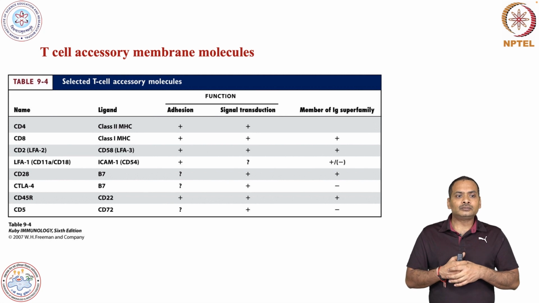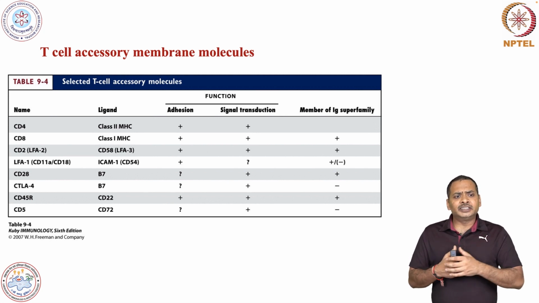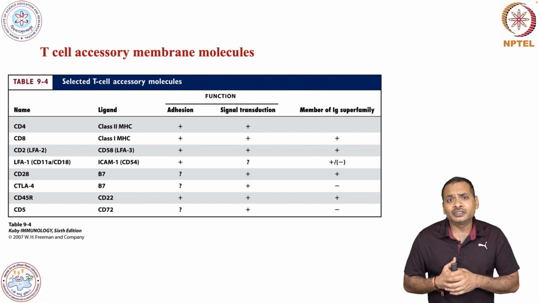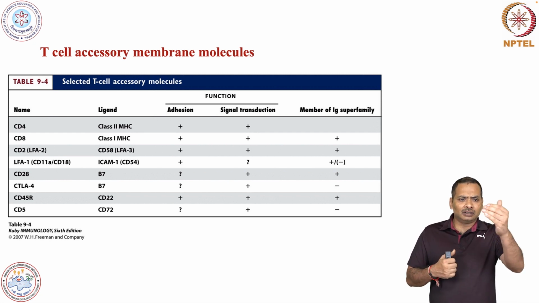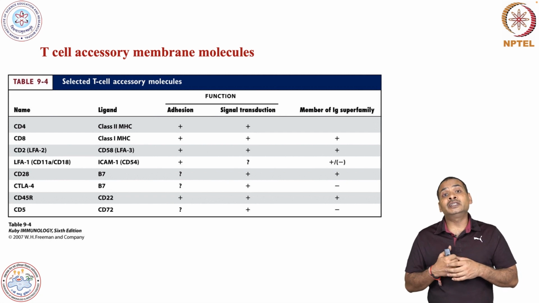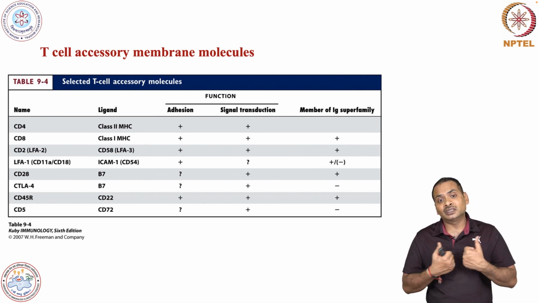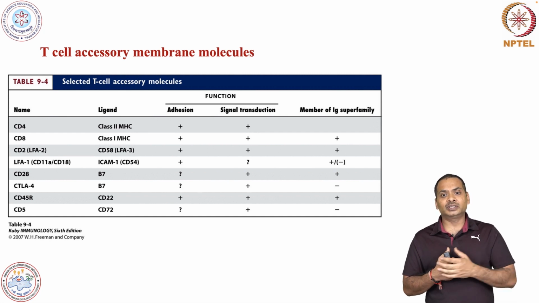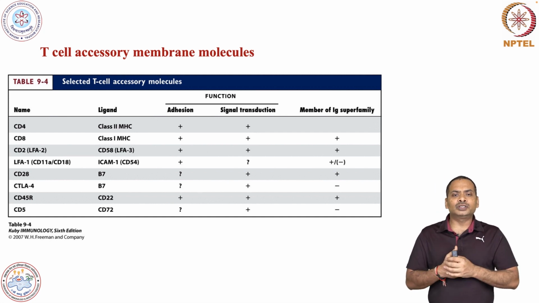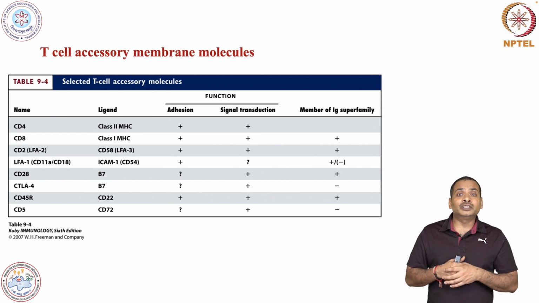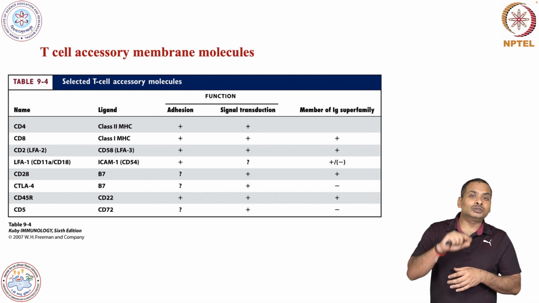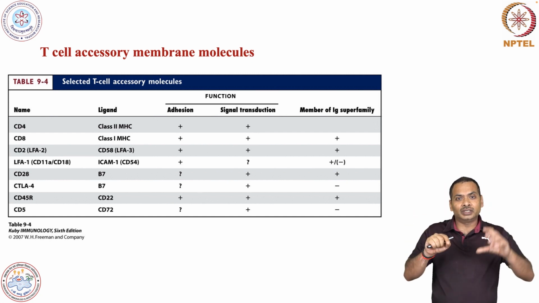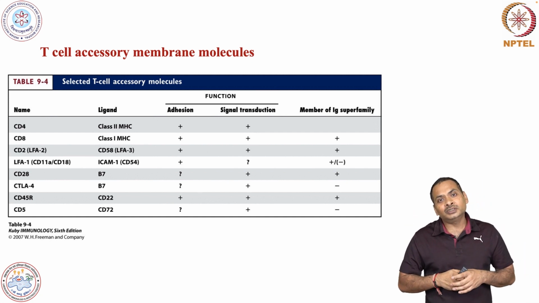And there is CD2, this is LFA. These we call co-stimulatory molecules. The rest of these molecules are needed in order to activate the T cell, and they play an important role in signal transduction, as you can see. Most of these molecules have an immunoglobulin superfamily structure. An immunoglobulin superfamily structure is just the presence of a disulfide bond, and that makes an immunoglobulin superfamily.